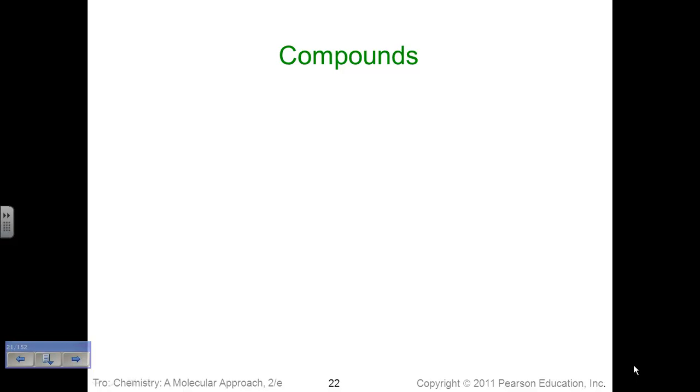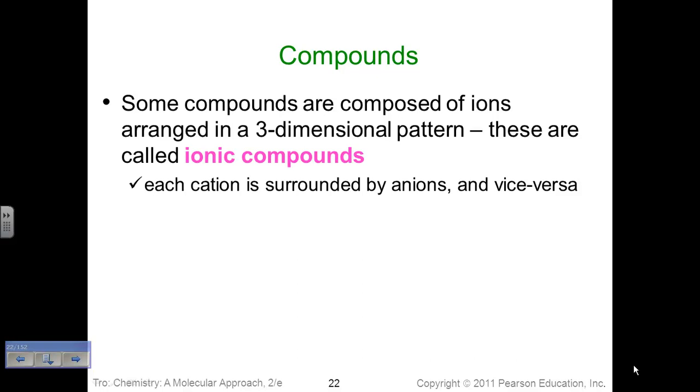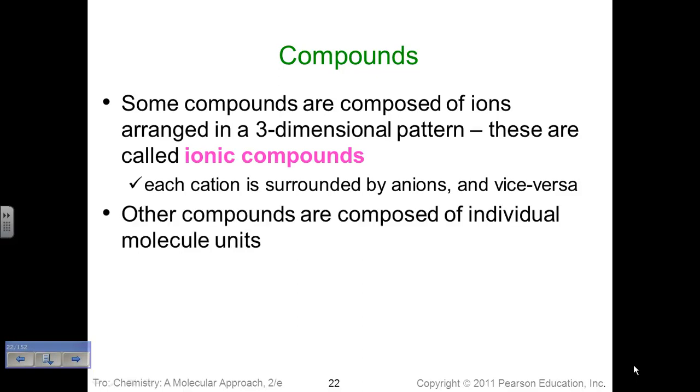If we start connecting atoms to create compounds, those atoms are of different elements. And again, they'll come in two forms, ionic compounds or molecular compounds. The first are ionic, compounds composed of ions arranged in a three-dimensional pattern. These are known as ionic compounds. This three-dimensional pattern is often called a crystalline lattice.